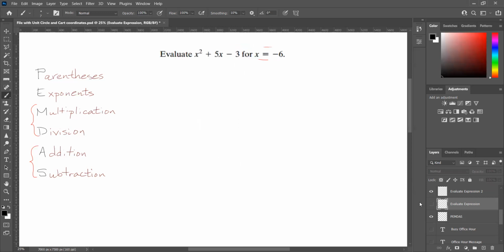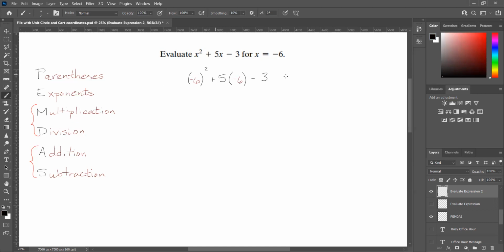Maybe we'll have another one here. And so I've got now a new expression, x squared plus 5x minus 3, and I'm evaluating that for x equals negative 6. So I will rewrite this, and I'm going to put parentheses everywhere there was an x, and I'll fill those x's with a negative 6. So a negative 6 in here and a negative 6 in there.